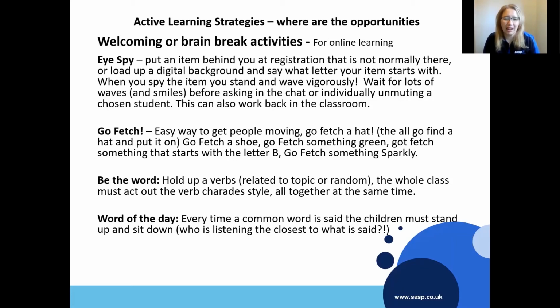And then the word of the day. Every time that you say a very common word, the children are going to stand up and sit down, or maybe they're going to wave or something like this. This is a really useful way, particularly in registration, that you can use just to see if they're paying attention and keeping up with what's being said.